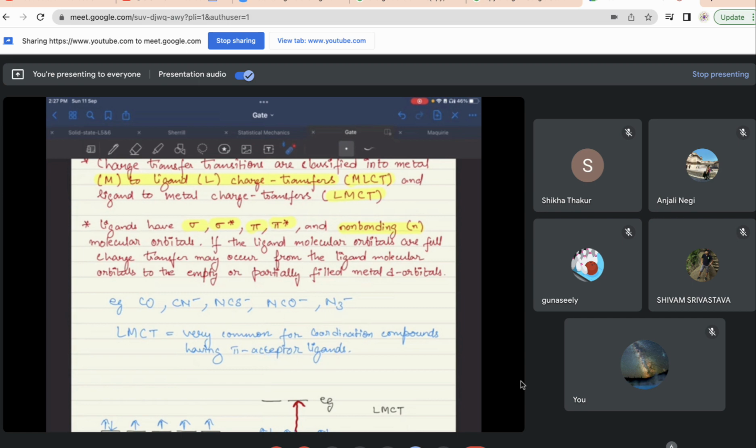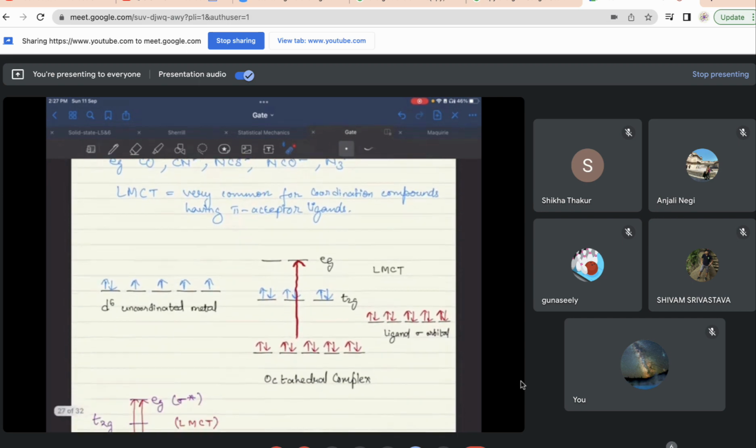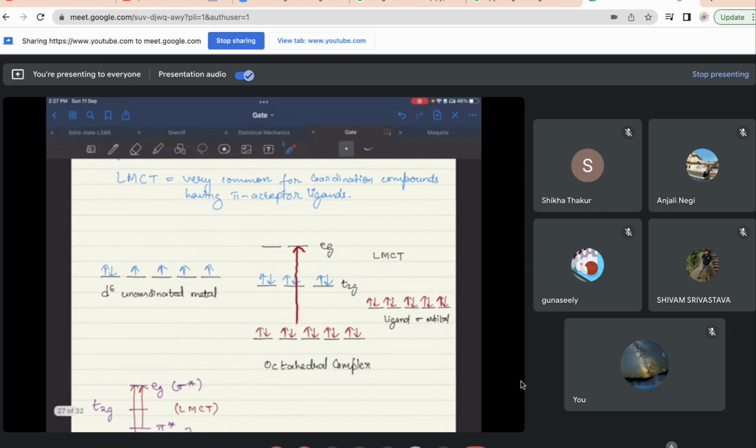So these are examples of pi acceptor ligands. In terms of molecular orbitals, let's look into this. This is a d6 uncoordinated metal, and here we have a ligand with, for example, a sigma orbital. So this is a full sigma orbital.